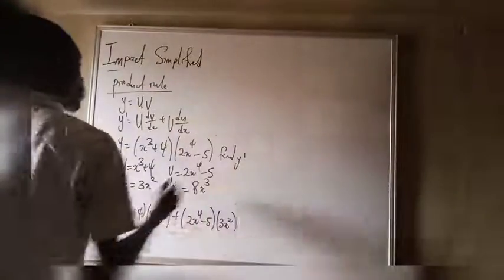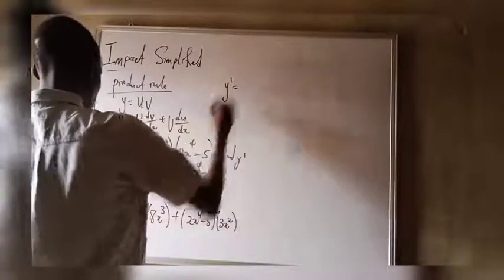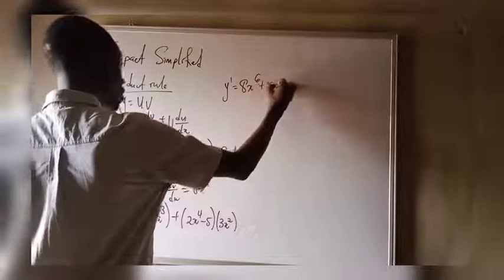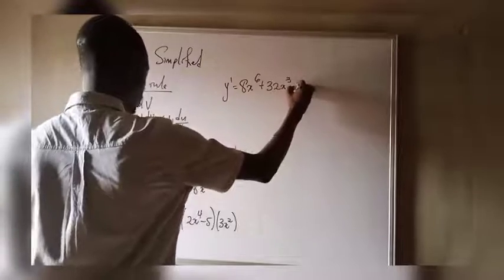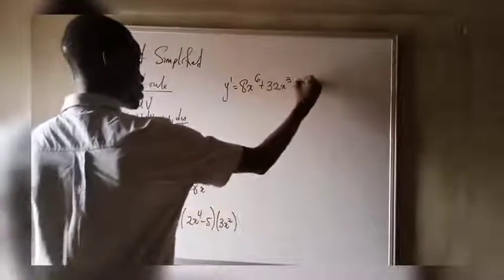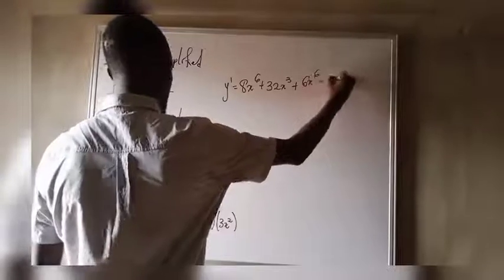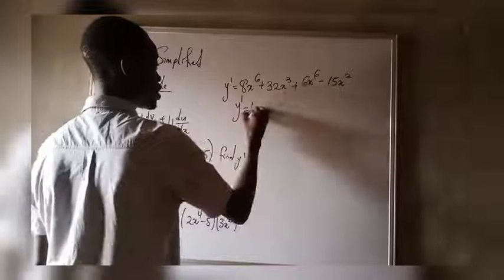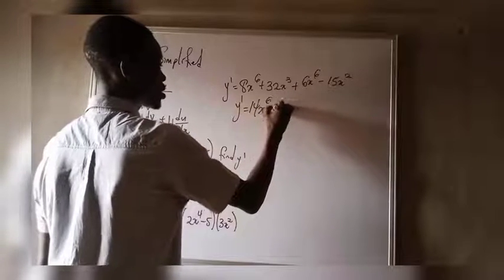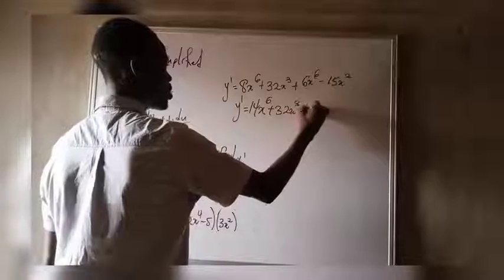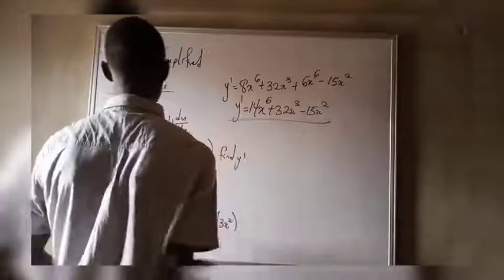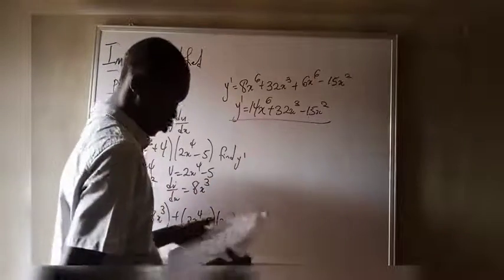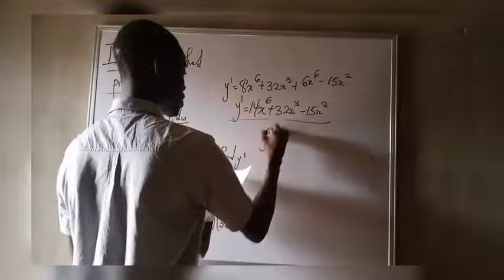So from this, if you want to simplify, what do we have? We have y prime is equal to 8x to the power 6 plus 32x cubed, plus 6x to the power 6 minus 15x squared. And from this, our y prime will give us 14x to the power 6 plus 32x cubed minus 15x squared. And that is about that. So for us to look at more questions, let's end the video on this question.